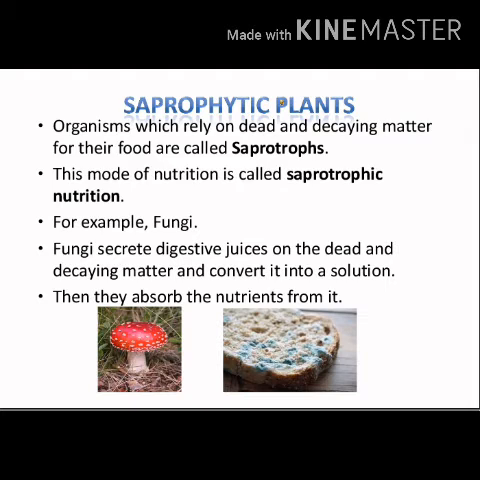Saprophytic plants, organisms which rely on dead and decaying matter for their food, are called saprotrophs. This mode of nutrition is called saprotrophic nutrition. For example, fungi. Fungi secrete digestive juices on the dead and decaying matter and convert it into a solution. Then they absorb the nutrients from it.